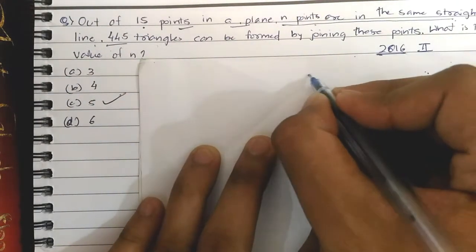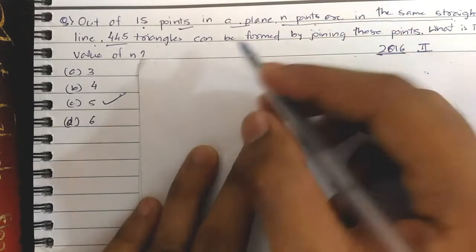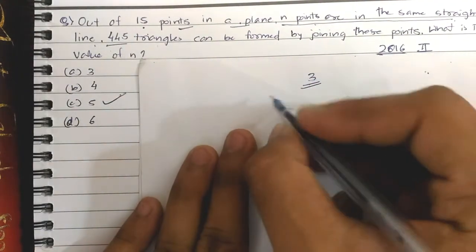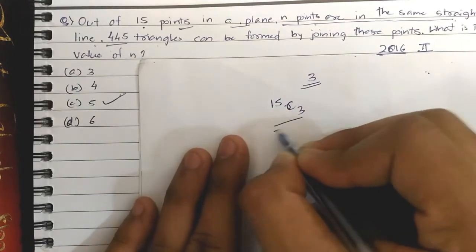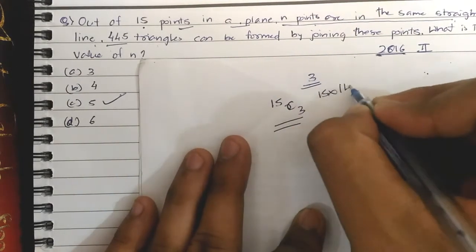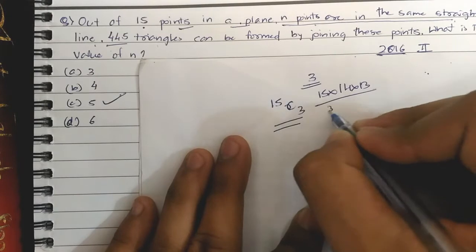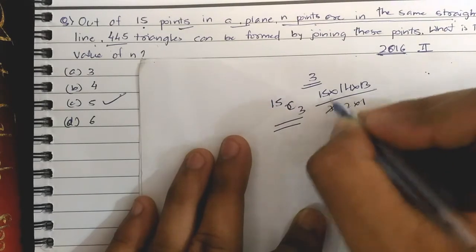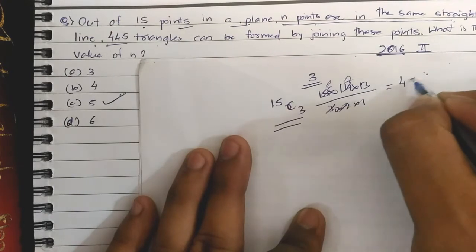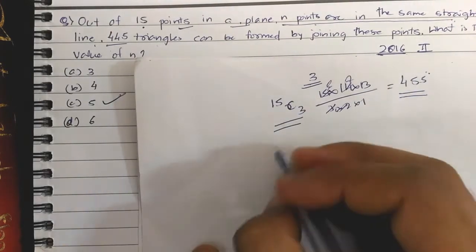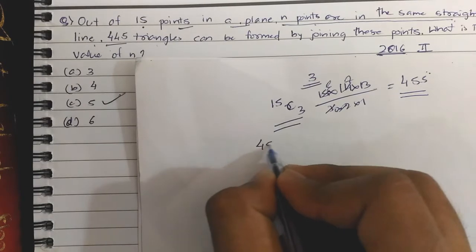If you want to make a triangle, we must have at least 3 points. So from 15 points, the number of triangles that can be formed is 15C3. This value will give us 15 into 14 into 13 by 3 into 2 into 1. So 3 5s are 15, 2 7s are 14, 7 5s are 35, 35 and 13. This will give us the value 455. So the number of triangles that we'll be able to make from 15 points is 455.